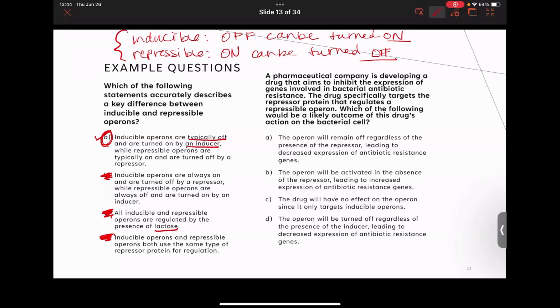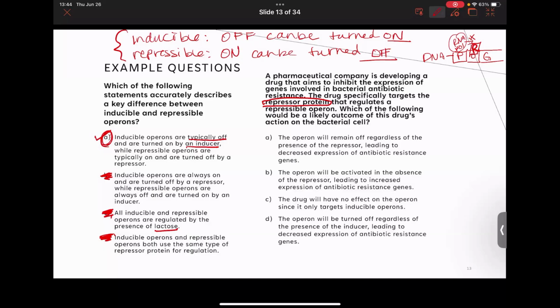A pharmaceutical company is developing a drug that aims to inhibit the expression of genes involved in bacterial antibiotic resistance. The drug specifically targets a repressor protein. So I'm going to draw my little thing out real quick just to remind us where we're at. So in DNA, in an operon, you have a promoter region, an operator region, and you have your genes that are downstream. And then the repressor binds the operator to block RNA polymerase. So it can't go. That's how operons work.